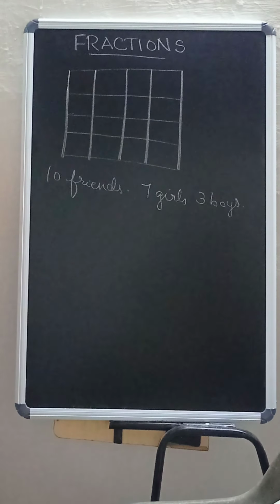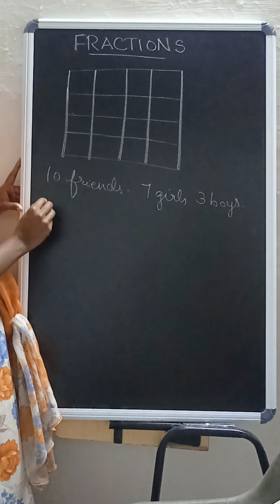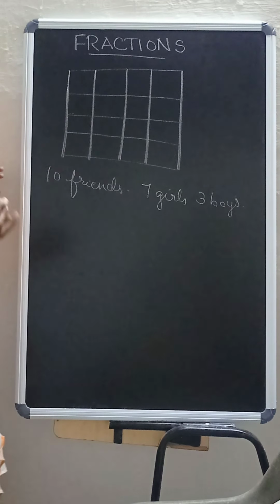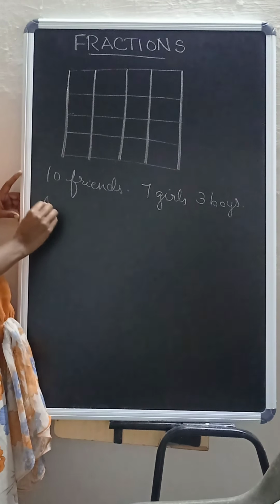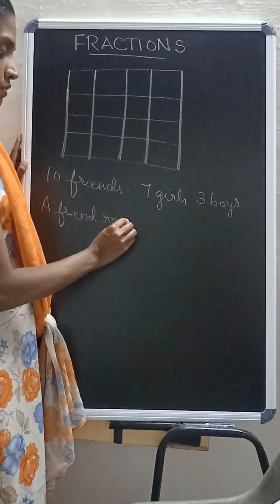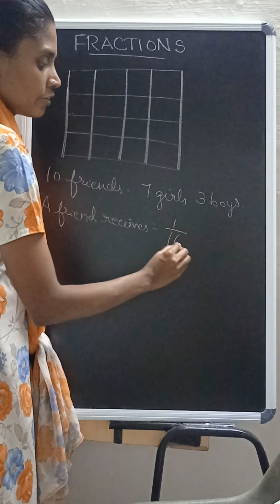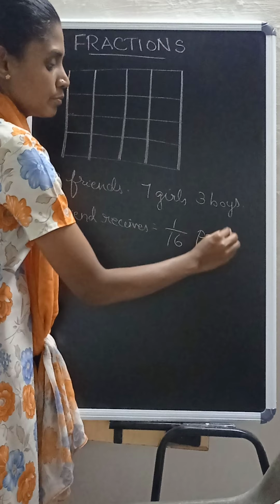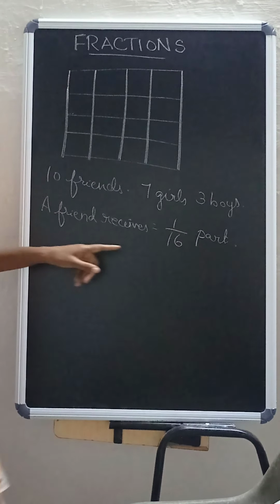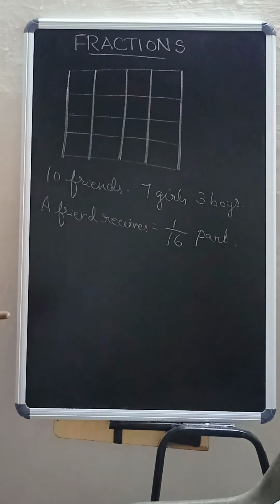Now you are giving one piece to each friend. So how will you represent that in fraction? A friend receives one out of 16 pieces of cake. So one part out of 16 pieces is given to a friend.